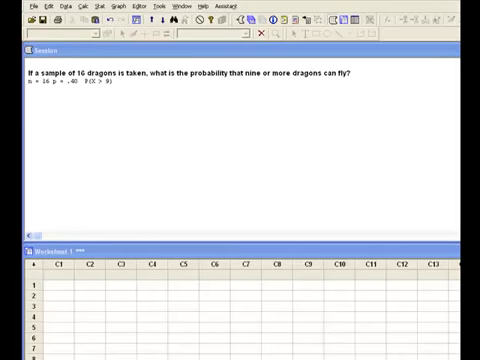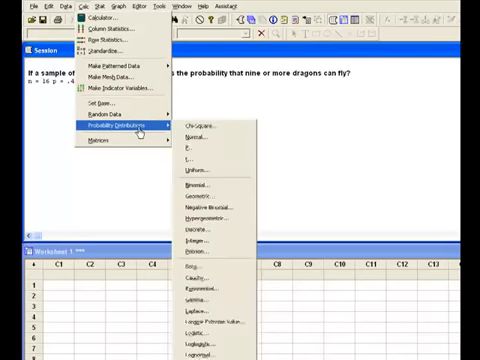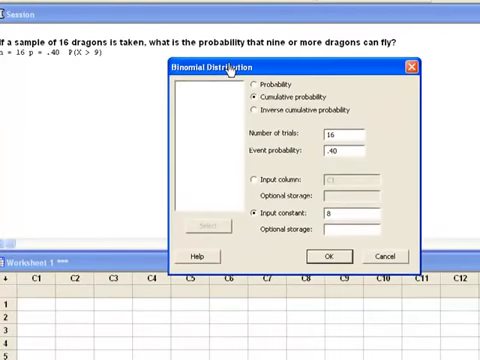All I did was copy the question into my session window so that you could remember what I was solving for. I'm going to come up to Calc, come down to Probability Distributions, and select Binomial, and it gives me this great dialog box. Because I want "or more" or "or less," I know that I have a cumulative probability.